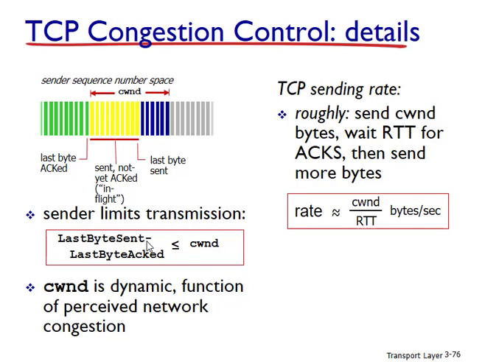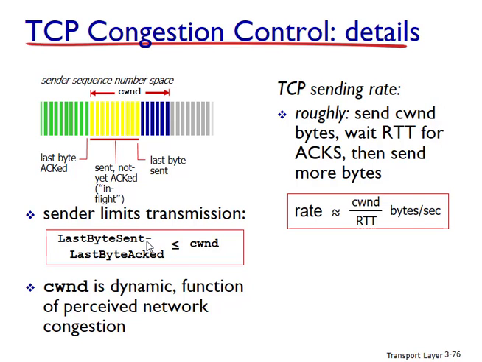An acknowledged segment indicates that the network is delivering the sender's segments to the receiver, and therefore the sender's rate can be increased when an acknowledgment arrives for a previously unacknowledged segment. The arrival of acknowledgments is taken as an implicit indication that all is well and the network is not congested. The congestion window size can be increased.